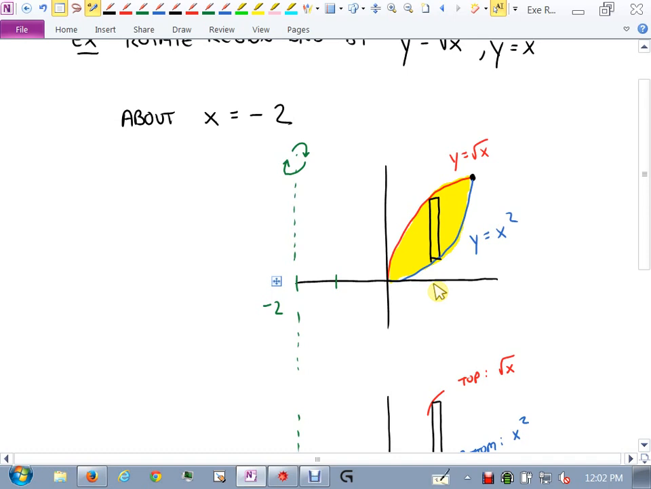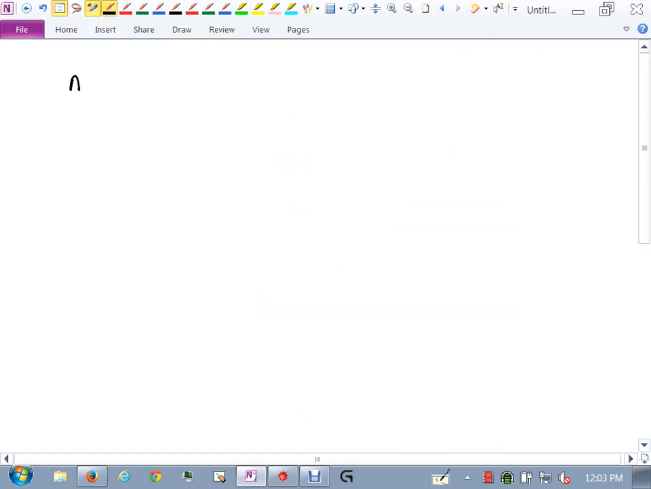Oh, that's what we're about to do. That's the next example. So let's do the exact same problem. Let's rotate it around. Let's get something on the other side. So how about x is equal to 5? Same problem, rotate around x is 5.